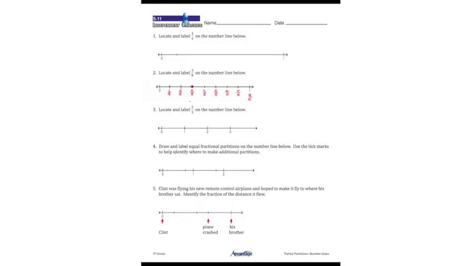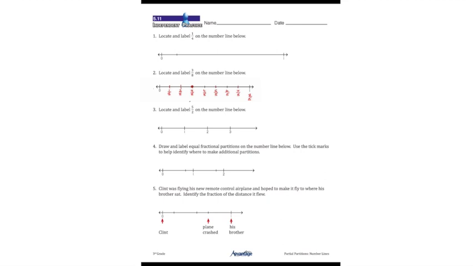All right, you ready? I'm ready. Let's get started. All right, for this one, we're going to take a look at number 2 first. We were supposed to find 3/8 on the number line. So we broke that number into 8 pieces, and you can see right there where 3/8 lies.